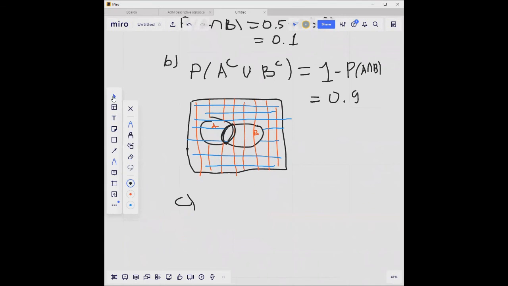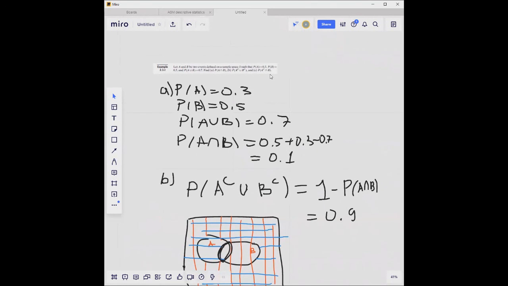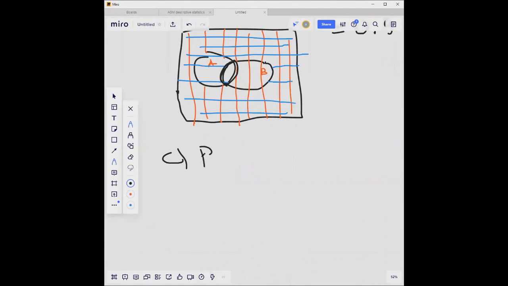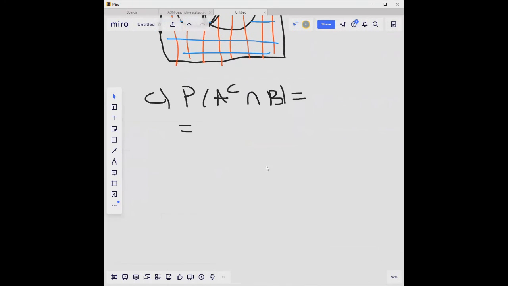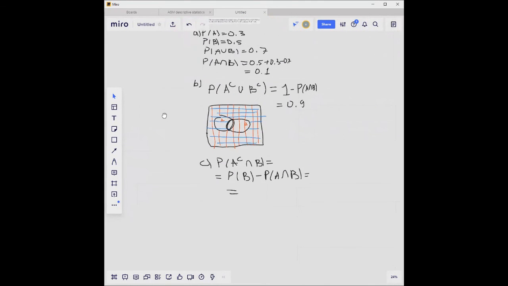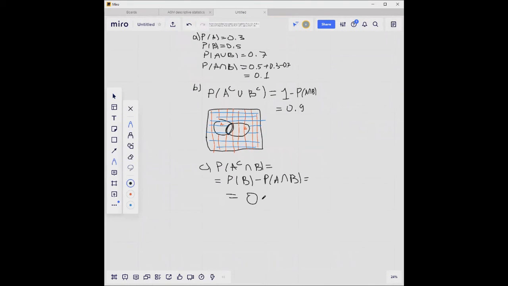All right, now part C. Let's find probability of intersection of A complement with B. From the proof of our previous theorems, we know this is a region inside of B, except for its intersection with A. So this should be equal to probability of B minus probability of its intersection with A. Probability of B here is equal to 0.5, so that should be equal to 0.4.